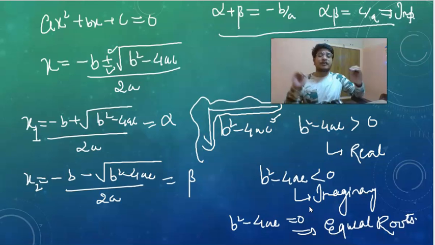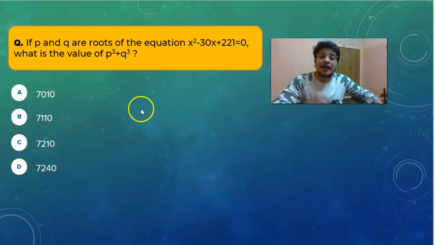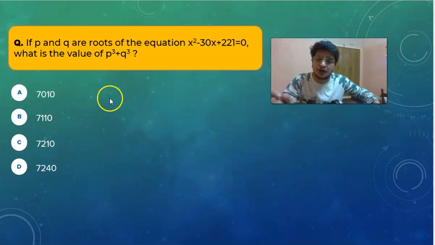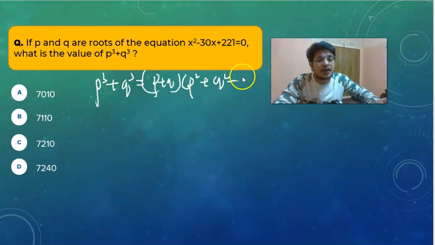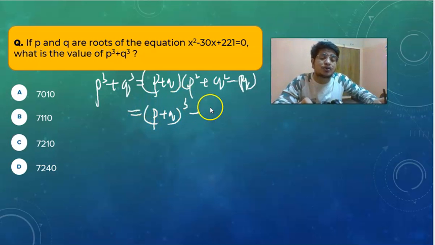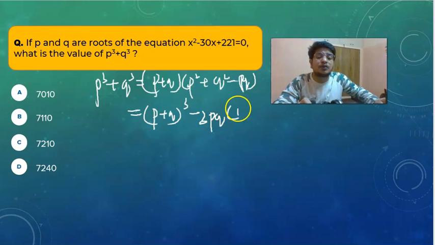Now we will discuss the first and foremost question of NDA. The first question is this: if p and q are the roots of the equation x square minus 30x plus 221 is equal to 0, then what is the value of p cube plus q cube? We all know from the property that p cube plus q cube can be written as p plus q into p square plus q square minus pq.